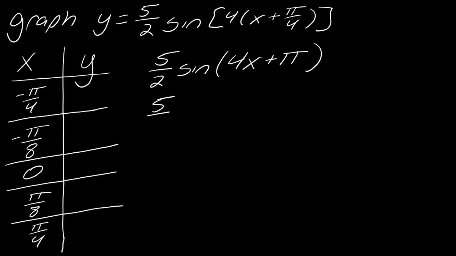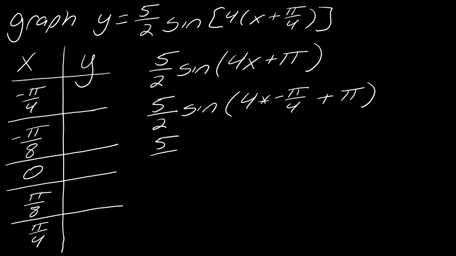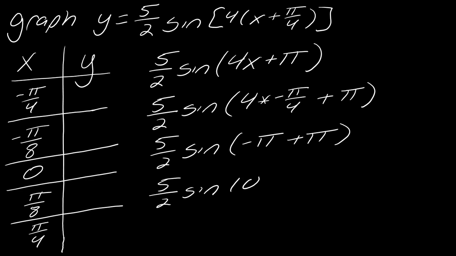Okay. So now I'm going to plug in negative pi over 4. So if I plug that in, look at what happens. When I work this out, I get negative pi plus pi. So I just get 5 over 2 times sine of 0. Sine of 0 we know is just 0, so this just equals 0. Okay, this is exactly what we have designed.